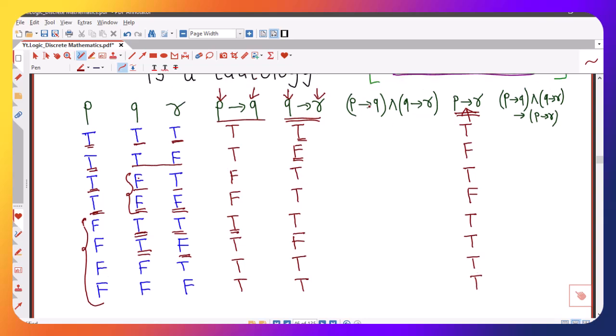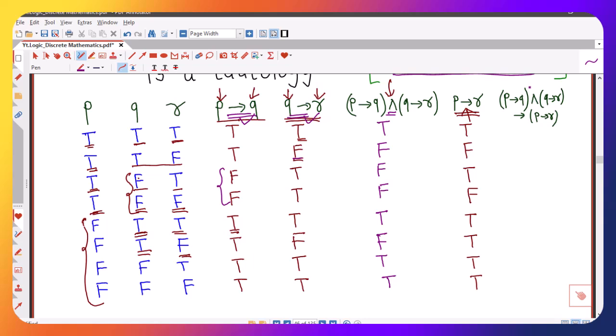Now we have to write the conjunction of p to q and q to r, and because we have the AND operator here, this is true if both of these are true. In all other cases it is false. So here both are true, therefore we have true here. Here we have F, therefore this is F. Here also both are F, so this is going to be F. And here both are true, therefore this is true. Here we have one F, therefore this is false. And here both are true, therefore this is true.